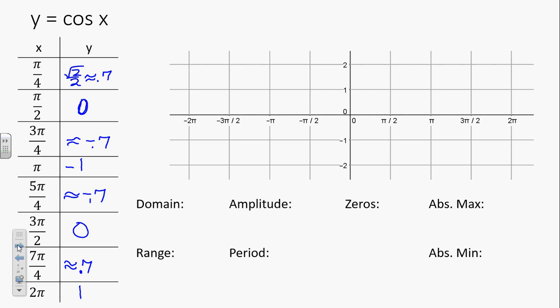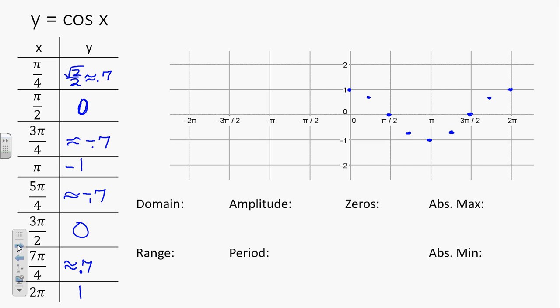So we're going to start out at 0. And when x is 0, the cosine of 0 is 1. Okay. Then we're at pi over 4, which is halfway between 0 and pi over 2. We'll be at 0.7. And then at pi over 2, we're at 0. And at 3 pi over 4, halfway between pi over 2 and pi, we'll be at negative 0.7. And then at pi, we'll be at negative 1. 5 pi over 4, negative 0.7. 3 pi over 2 is back to 0. And then 0.7 again. And then finally up high.